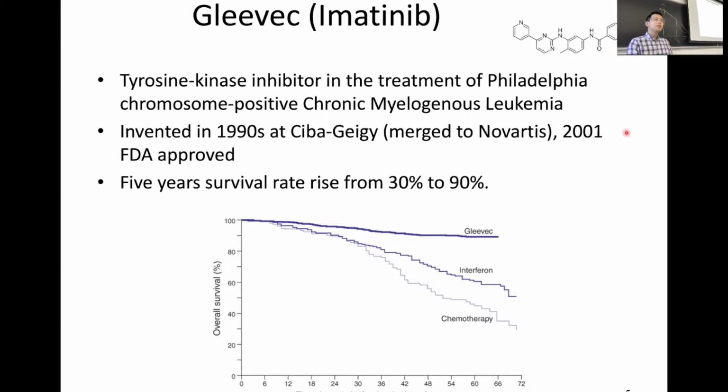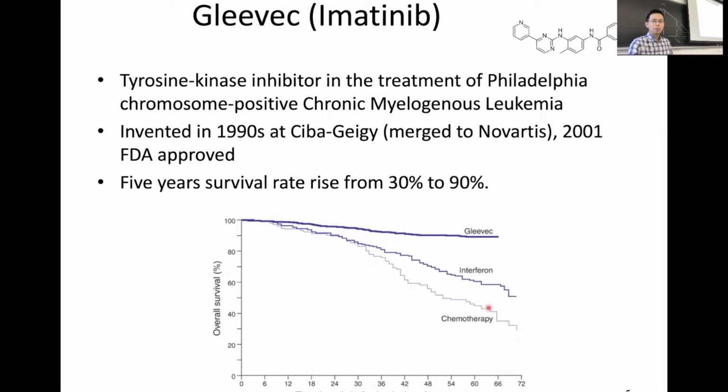Okay, the first and most well-known example of tumor-targeted therapies is this drug, Gleevec. This drug is a tyrosine kinase inhibitor used in the treatment of chronic myelogenous leukemia triggered by the Philadelphia chromosome, and I will explain what the Philadelphia chromosome is later. This drug was invented in the 1990s by Ciba-Geigy, and later Novartis purchased this company. And in the year 2001, this drug was approved by the FDA in the USA. Let's look at what this drug brings to the CML patient.